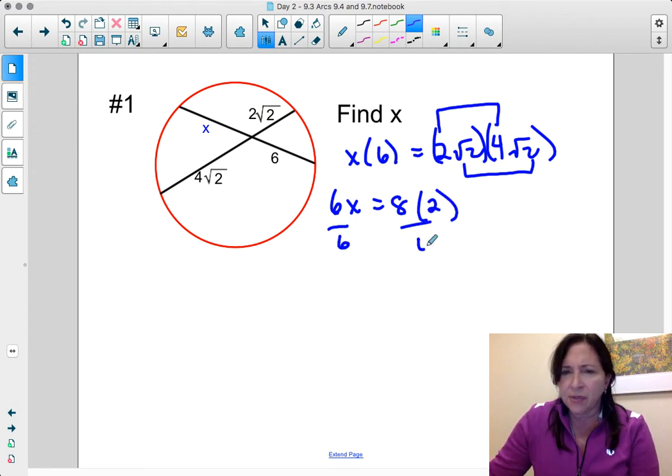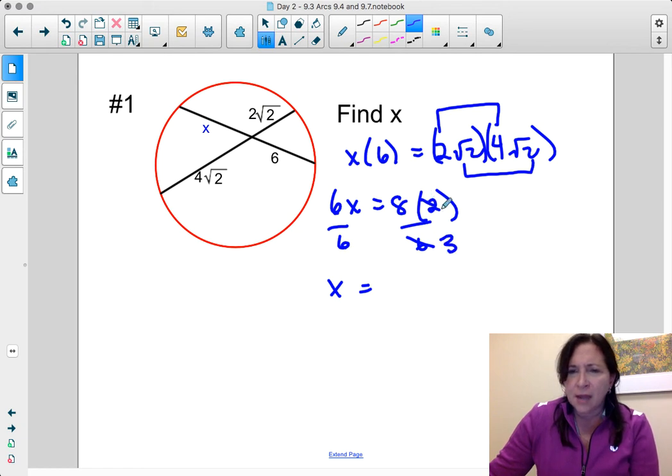I'm going to divide both sides by 6. I get x is equal to, now let's divide into 6 with 2. So dividing 2 into 6, we get 3, and this 2 will cancel. So what I have is 8/3. So my answer for x is 8/3.